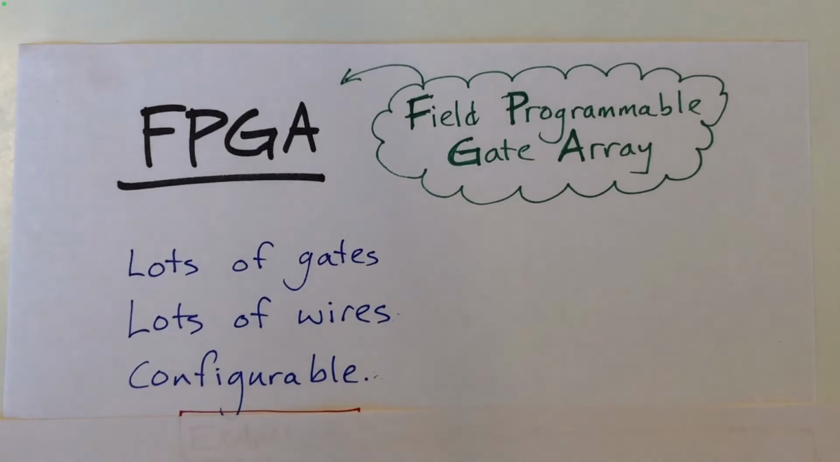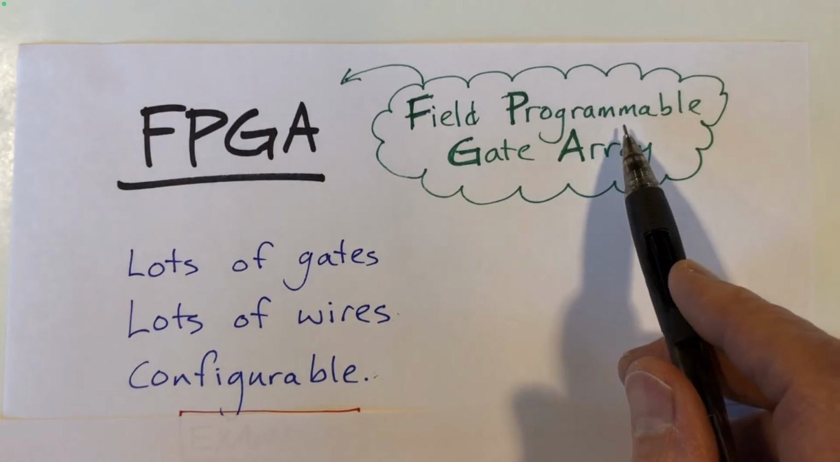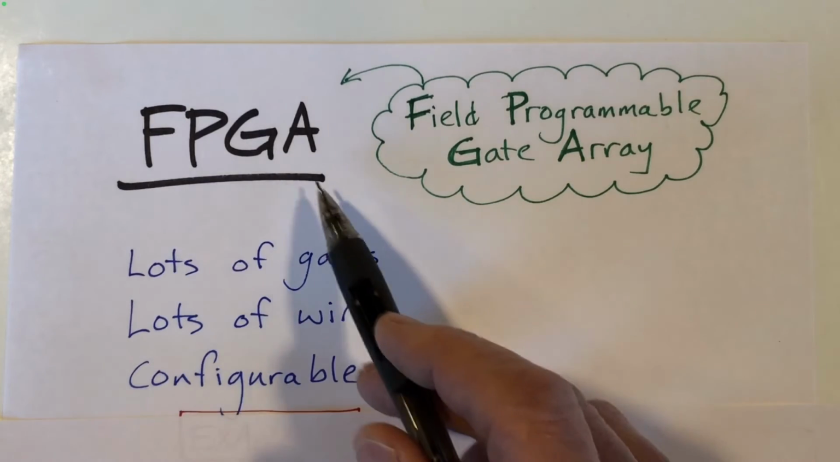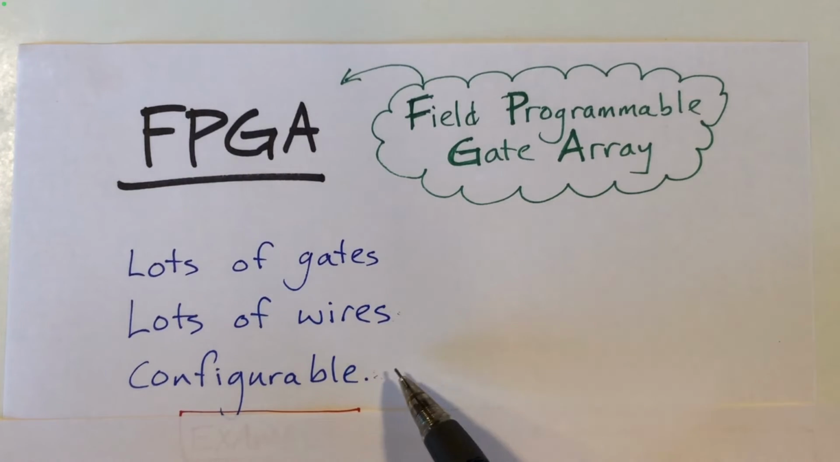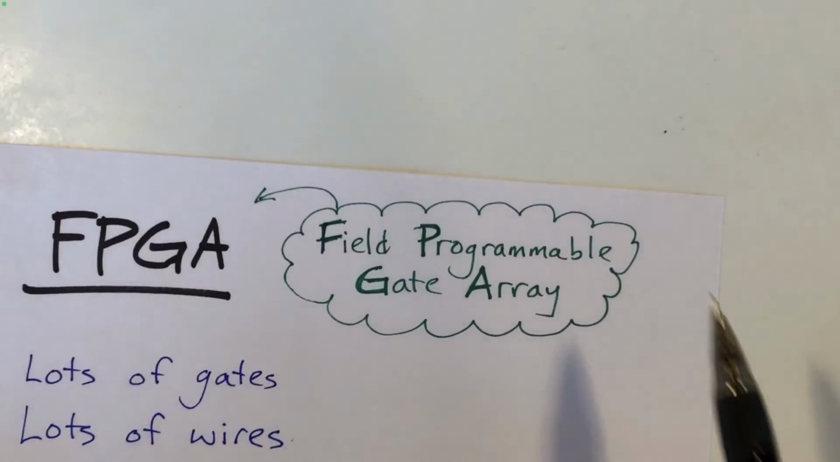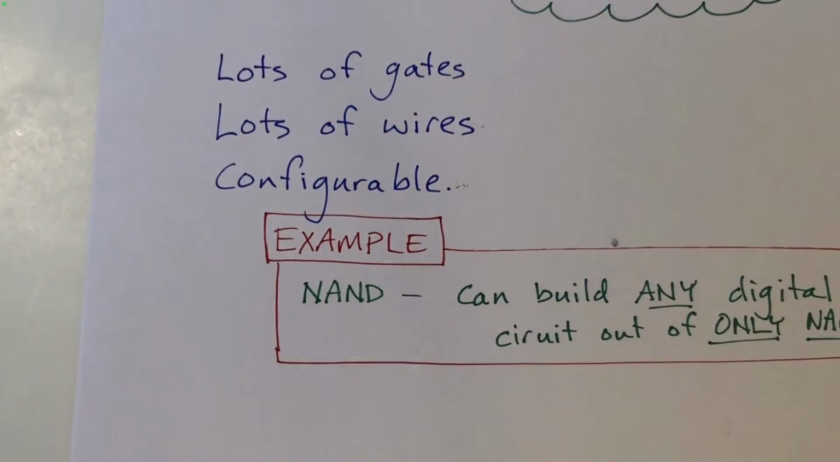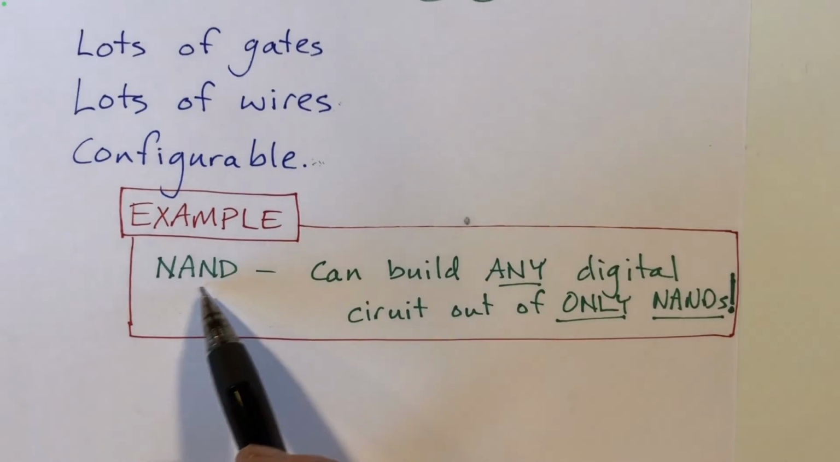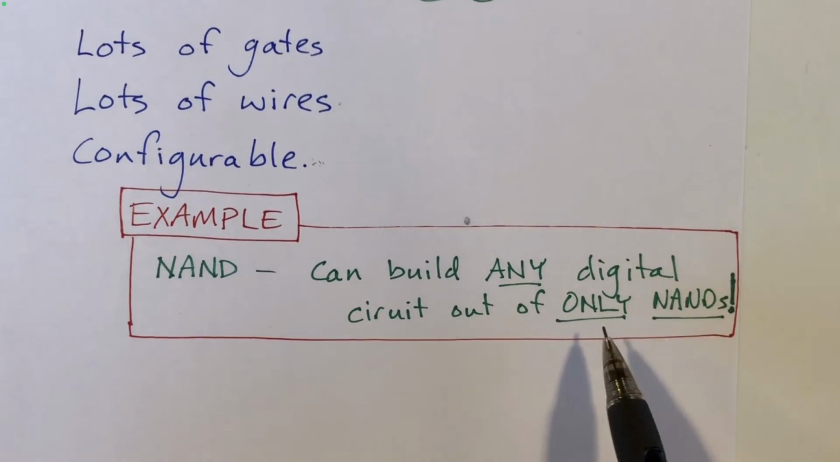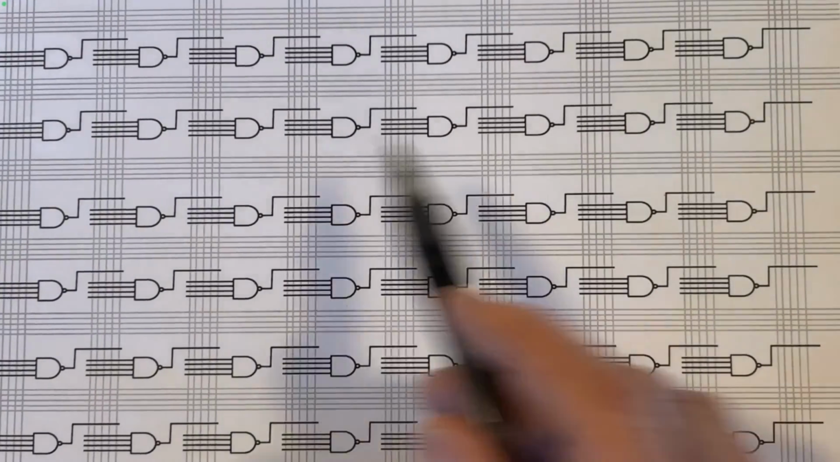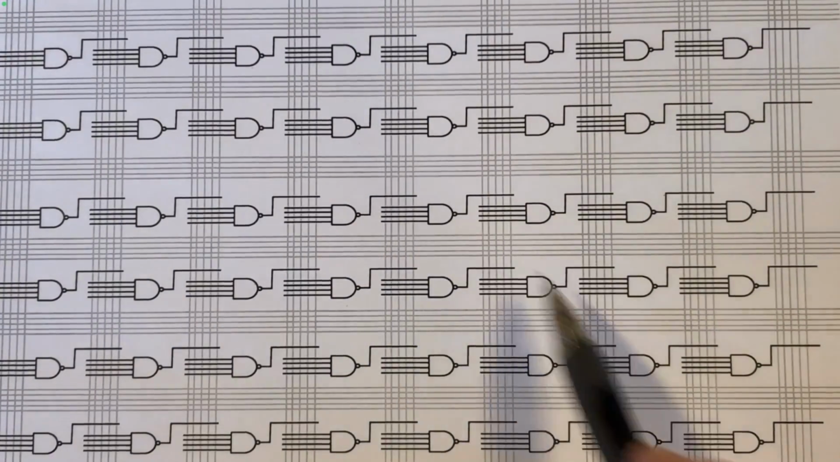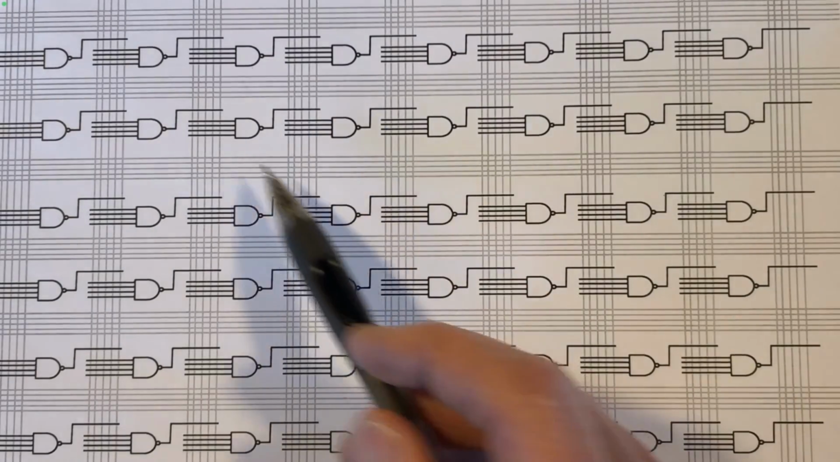So next, let's answer the question of what is a field programmable gate array. Well, an FPGA is just an IC chip with a whole lot of gates and a whole lot of wires, but it is configurable, so we can program in the circuit we want. In the example I'll look at, we'll use a NAND gate. It turns out that the NAND gate is very general, and you can build any digital circuit out of only NAND gates. So here is an example of a field programmable gate array. It has a gigantic fabric, a huge array with lots and lots of gates and lots of wires.